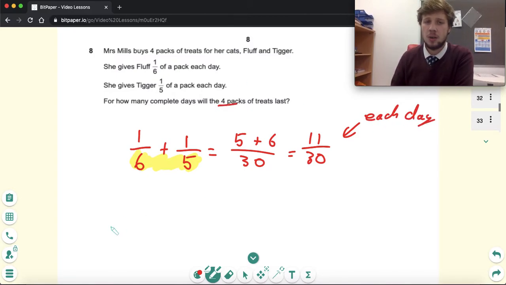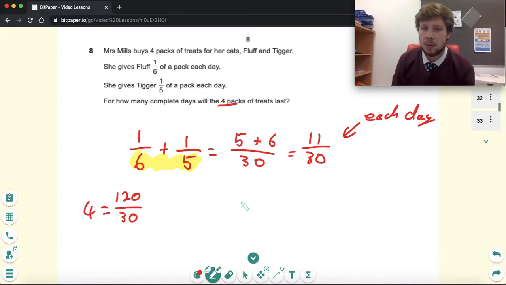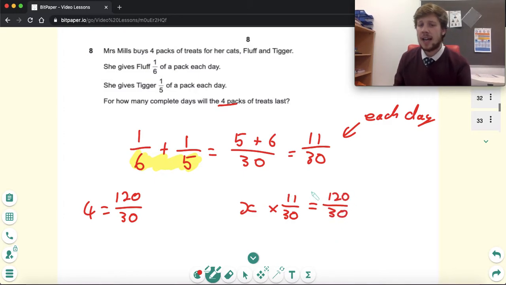4 days, well, 4, I'm going to turn it into a fraction out of 30, would be 120 out of 30, because 4 times 30 is 120. So I want to know some value times by 11 out of 30 is going to be equal to 120 out of 30. I can just look at the numerators. 120 divided by 11 is going to be equal to 10 point something. So therefore it would be 10 complete days.